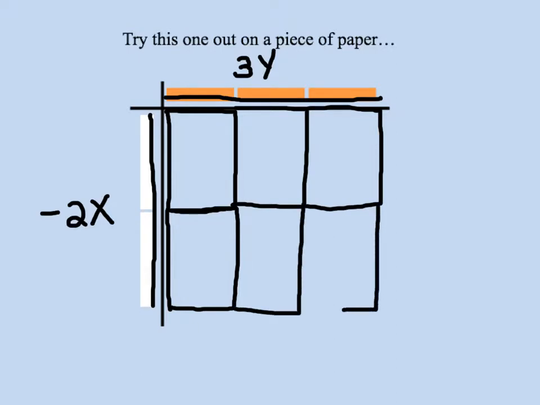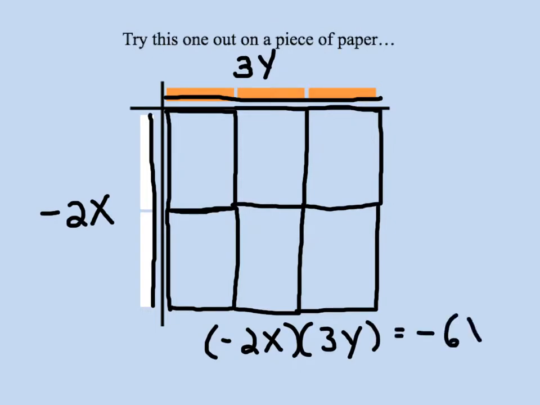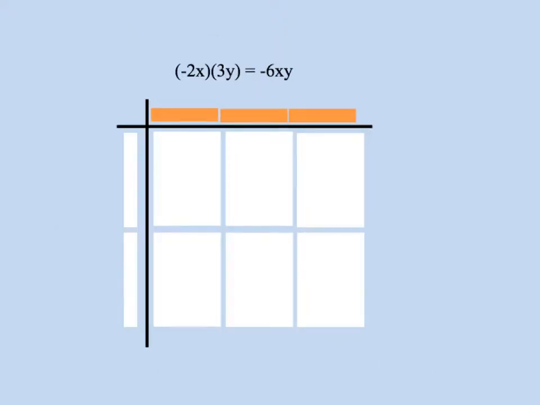negative xy tiles. So based on what we've come up with using the area model, the product of negative 2x and 3y is negative 6xy. And if it helps you at all to look at a little neater diagram of this area model for this example, negative 2x was multiplied by 3y, and the product, which was the area filled inside, resulted in negative 6xy tiles.